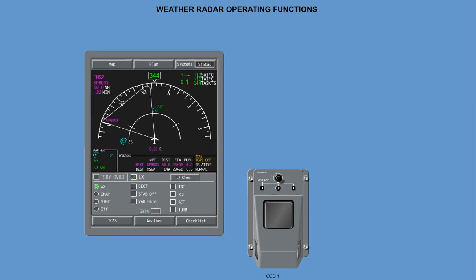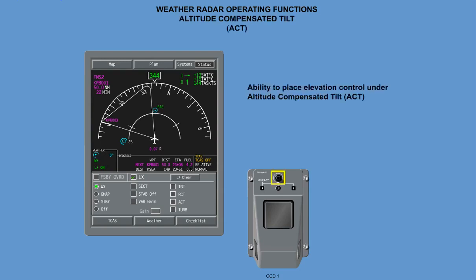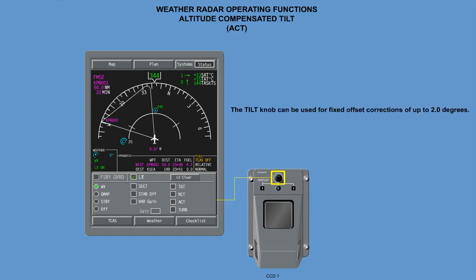The tilt control knob also provides the flight crew with the ability to place elevation control under altitude compensated tilt, ACT, which adjusts the antenna tilt in relation to the altitude and selected range, and it is only available for WU-880 model. The tilt knob can be used for fixed offset corrections of up to 2.0 degrees.